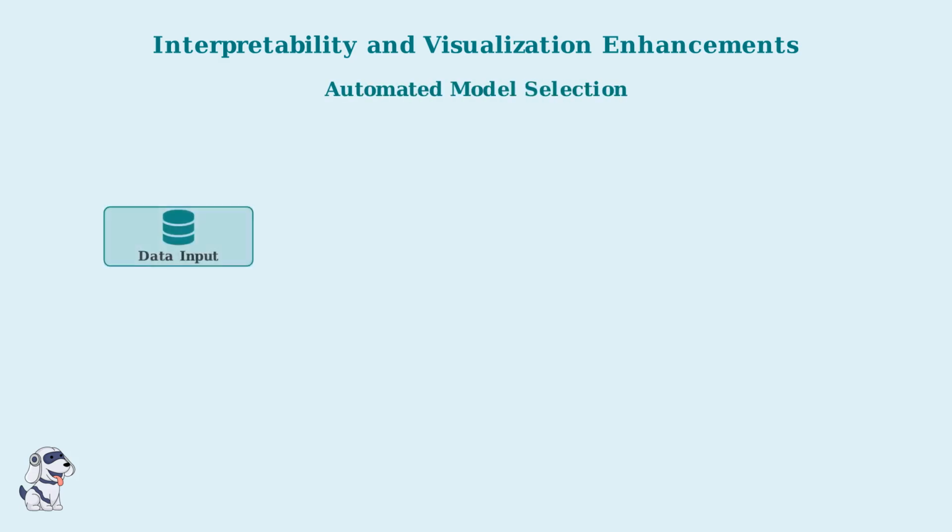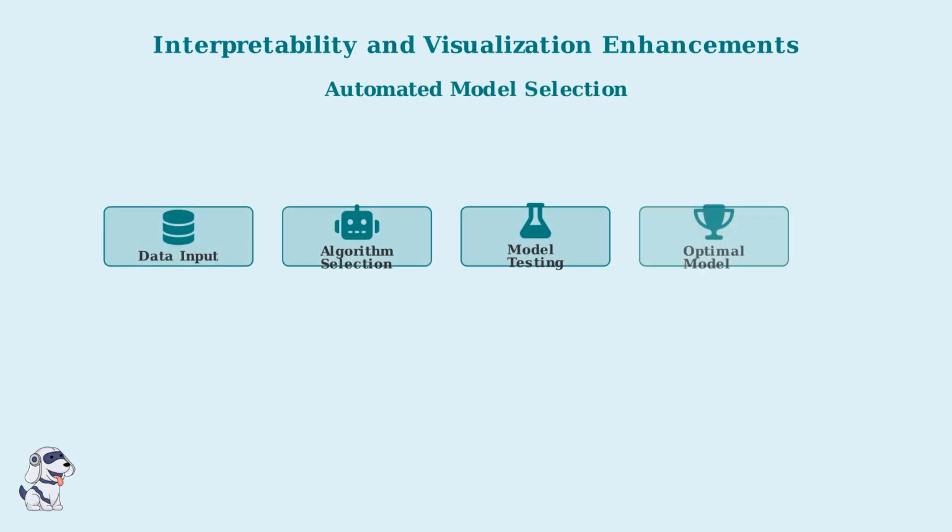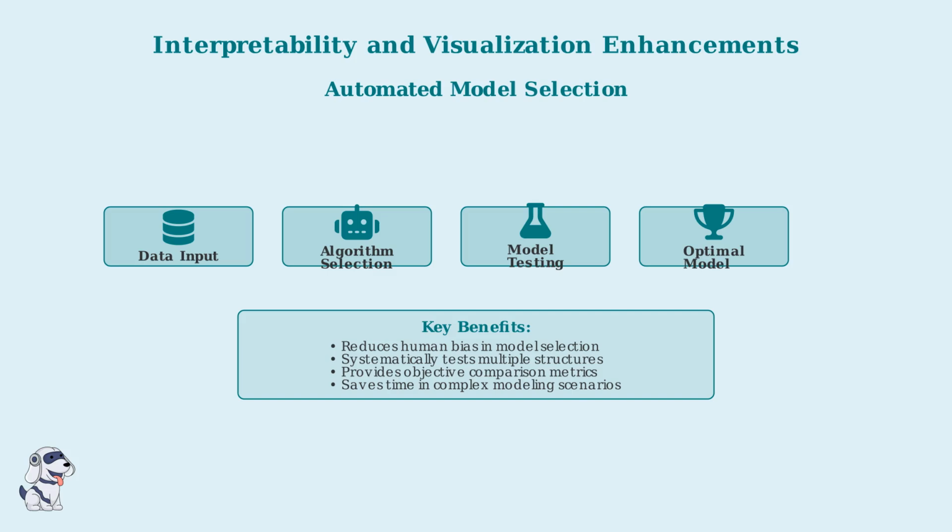Automated model selection follows a systematic workflow. Data flows through algorithm selection, comprehensive model testing, and finally produces an optimal model structure. This approach reduces human bias, systematically tests multiple structures, and provides objective comparison metrics. These interpretability and visualization enhancements are making linear mixed models more accessible and trustworthy. Enhanced diagnostics, interactive visualizations, and automated selection procedures are transforming how researchers understand and validate their complex models.